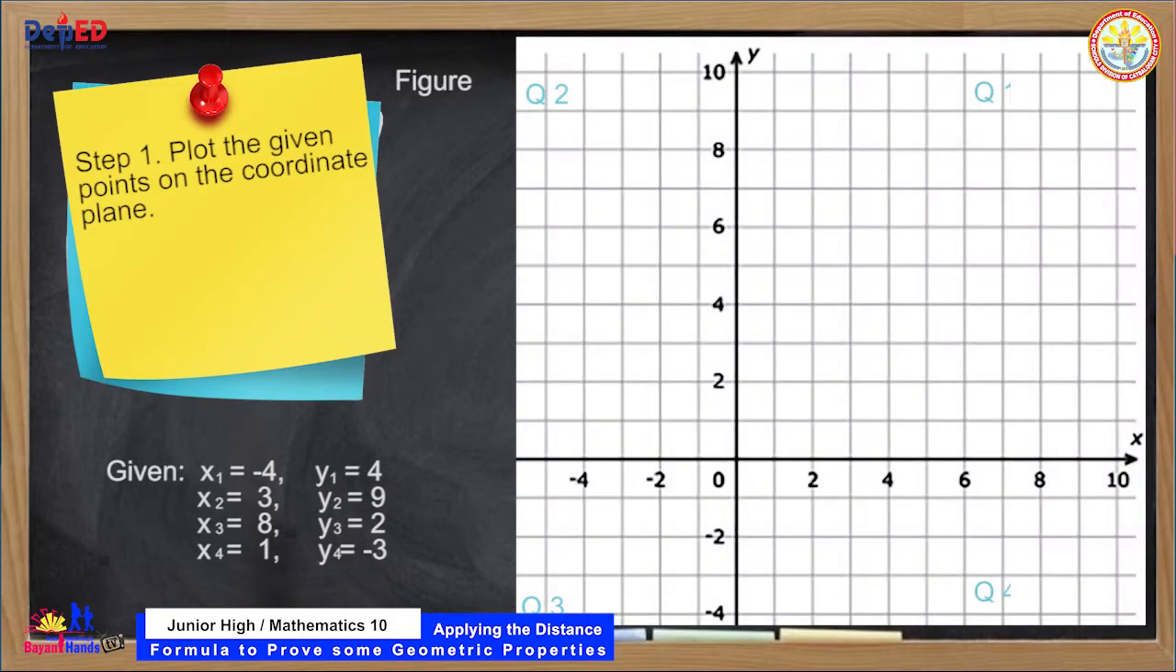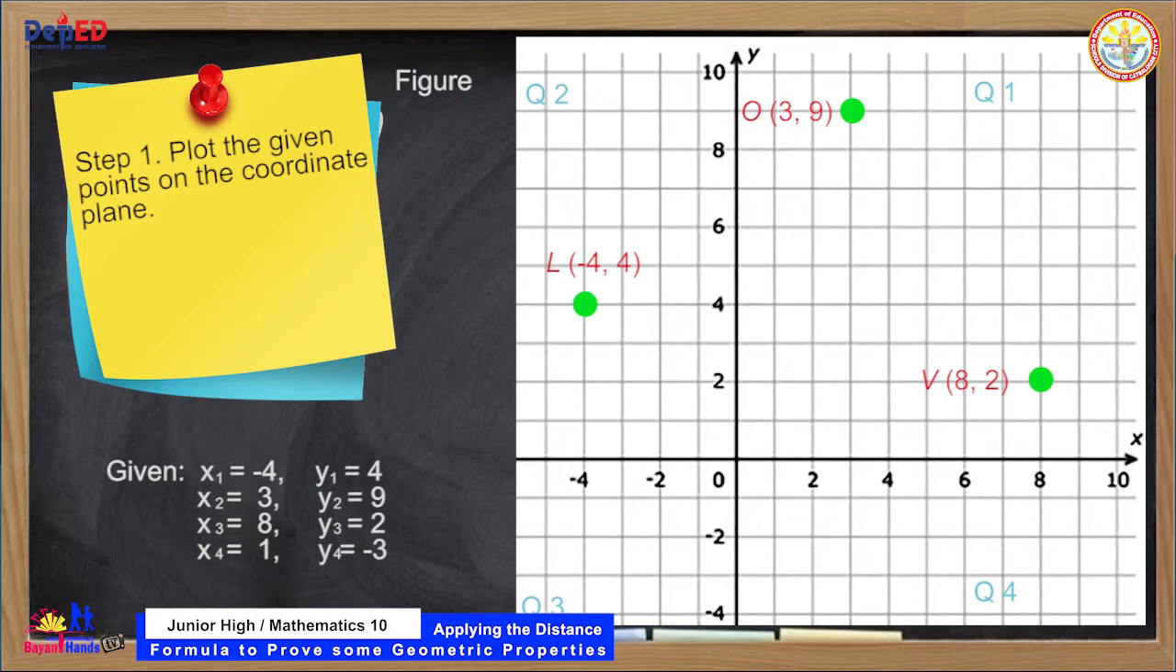Step 1. Plot the given points on the coordinate plane. First point has a coordinate of -4 and 4. So point L is in quadrant 2. Second point has a coordinate of 3 and 9. So point O is in quadrant 1. Third point has a coordinate of 8 and 2.